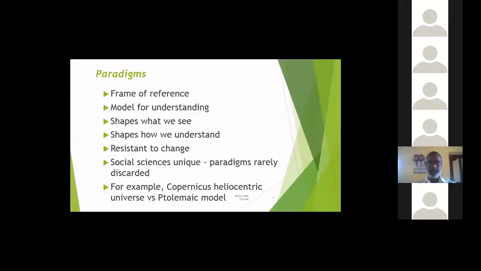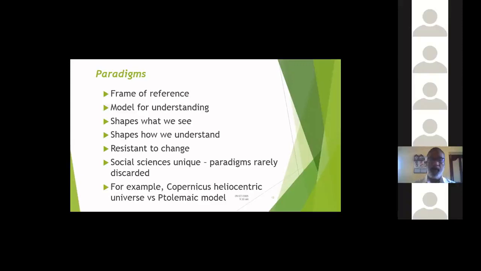But in sciences, they are discarded more often than not. Okay. So, for example, we have Copernicus's heliocentric versus Ptolemaic model. Copernicus said the Earth and the planets go around the sun. On the other hand, Ptolemy believed all of them go around the Earth. Okay, it took a very long time for many people, even geographers, to believe in heliocentrism.